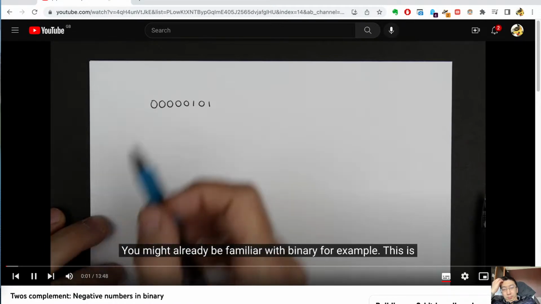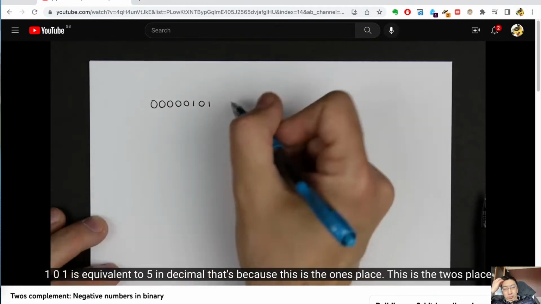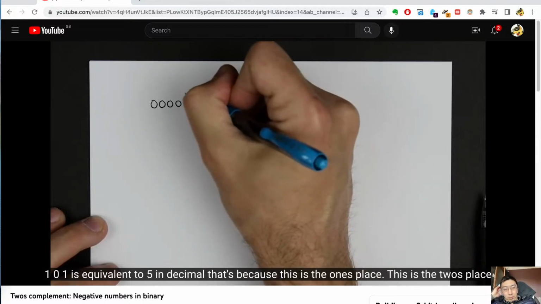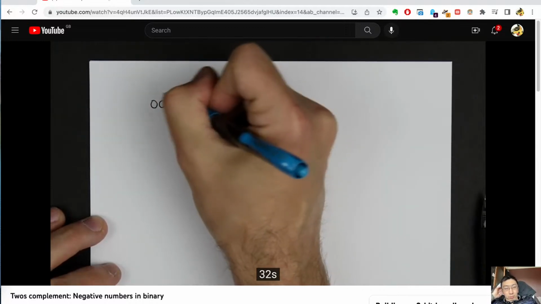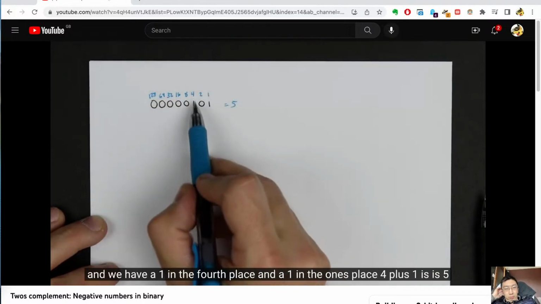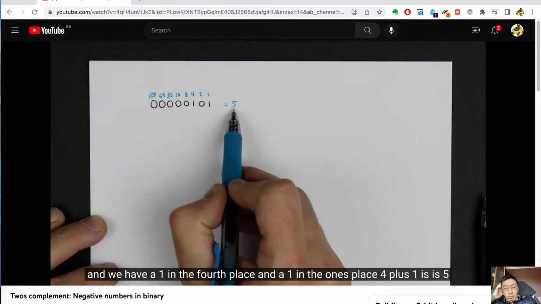You might already be familiar with binary. For example, this is 101, which is equivalent to 5 in decimal. That's because this is the 1's place, this is the 2's place, 4's place, 8's place, 16's, 32's, 64's, and 128's. And we have a 1 in the 4's place and a 1 in the 1's place. 4 plus 1 is 5.